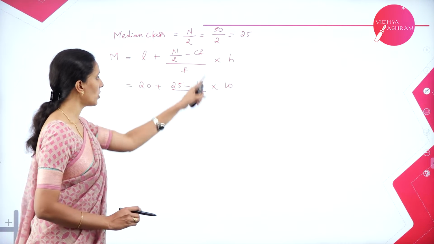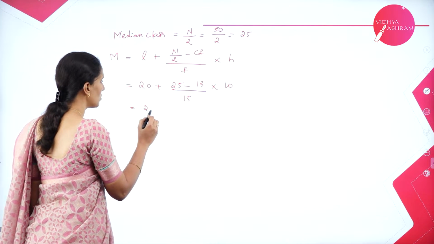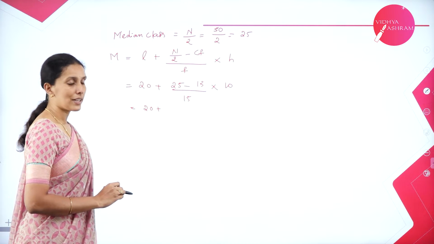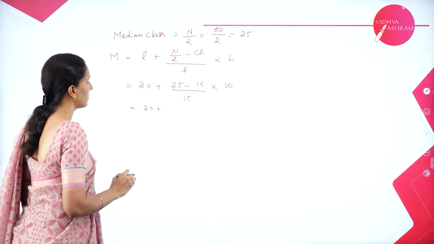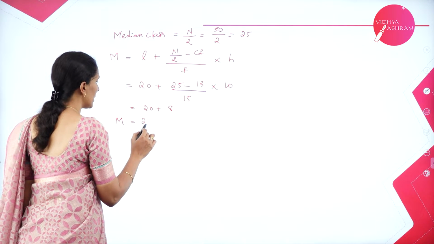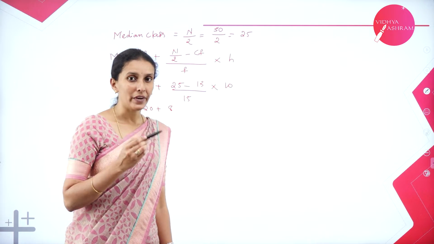After substituting all these values, we get the median as 20 plus, 25 minus 13, so you will get 12. 12 by 15 into 10, so the value is 8. Therefore the median you will get as 28. Now we got the median is equal to 28.